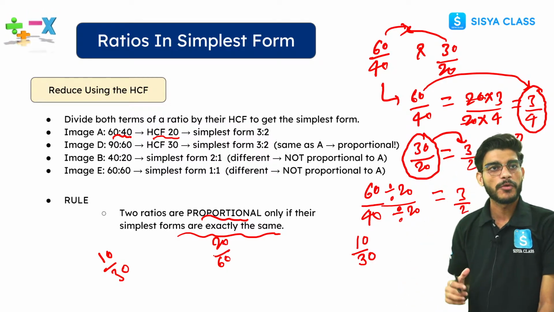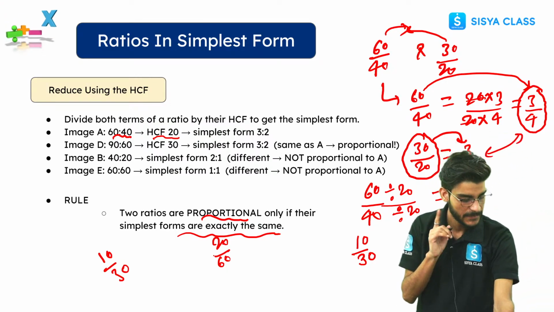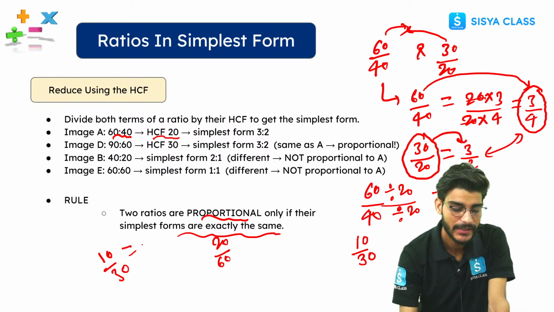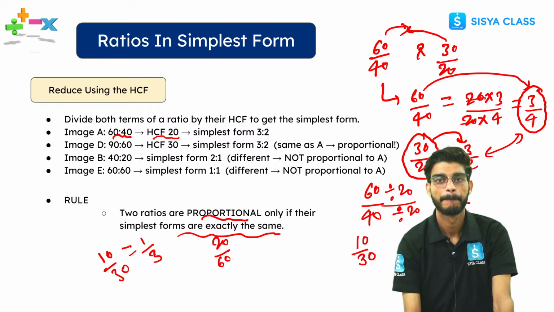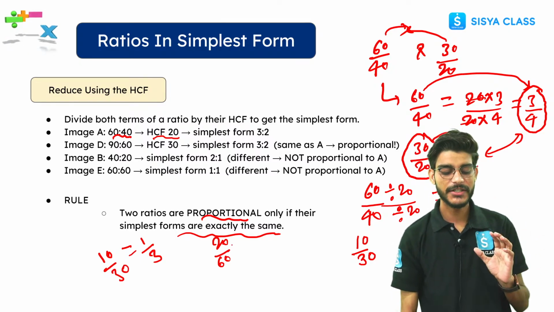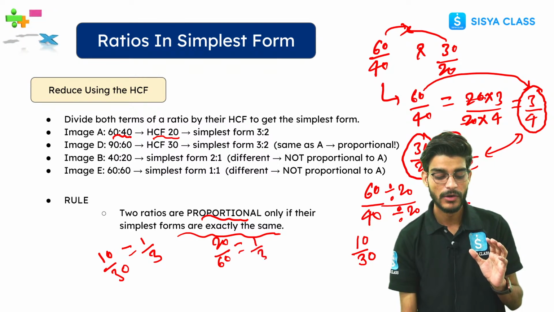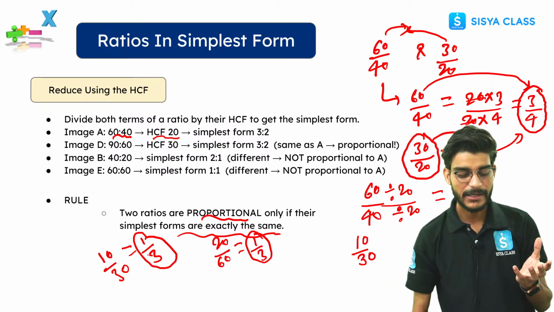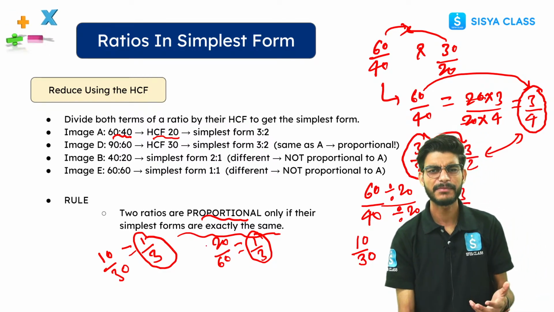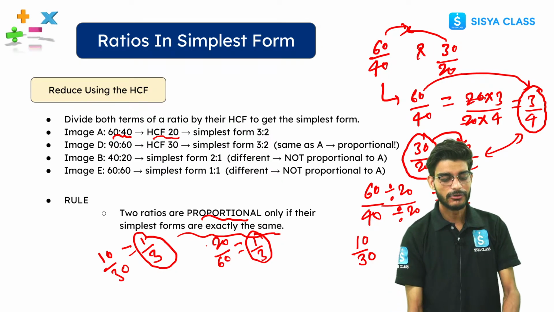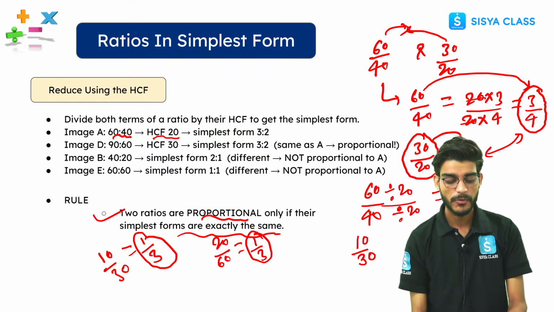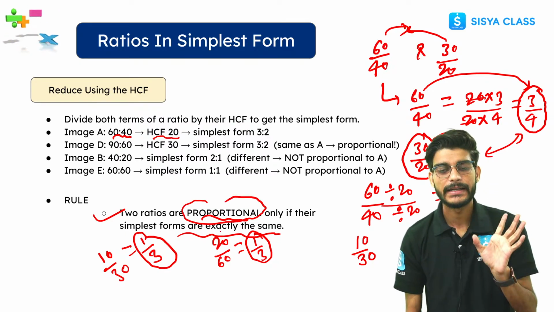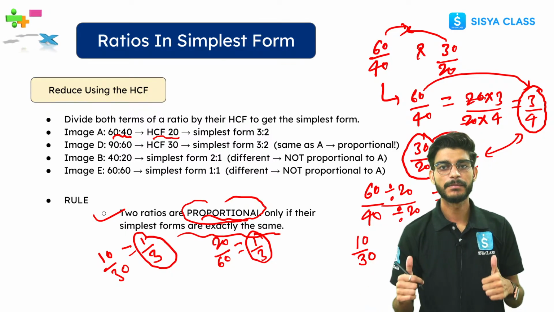Are these two ratios proportional to each other? What should be your answer? Tell me. Are they proportional or not? 10 upon 30 is basically 1:3, and 20 upon 60 is also 1:3. So the simplest form is the same for these two ratios. It means that 10 upon 30 and 20 upon 60 are proportional. Simple. So this is the rule that you have to follow: two ratios are proportional to each other if their simplest forms are exactly the same. That's it. So ratios in simplest form is clear to you.